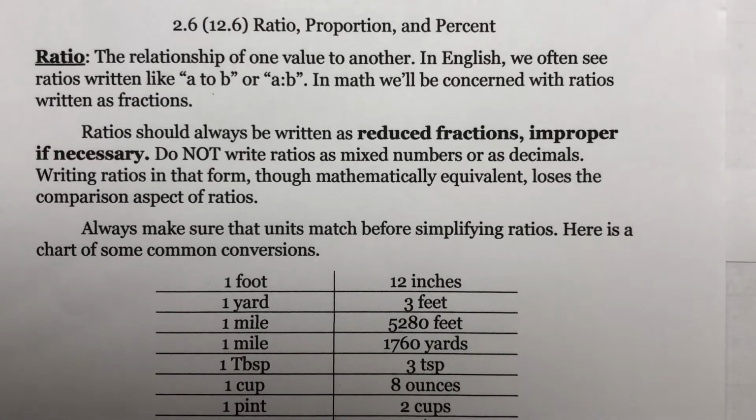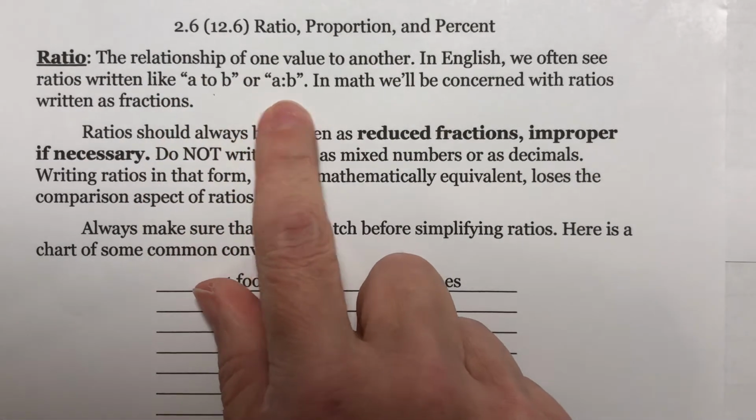Welcome to section 2.6, ratio, proportion, and percent. We're first going to talk about ratios. A ratio is a relationship of one value to another. Just generally in English, we often write ratios like A to B or A colon B.